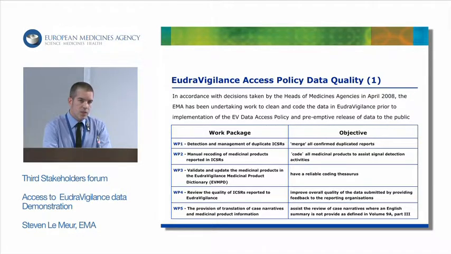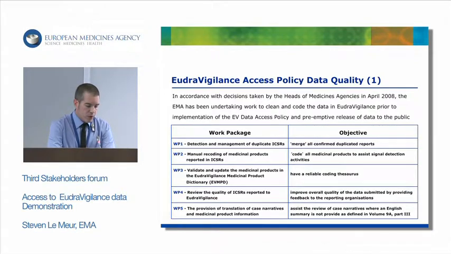The first work package concerns the detection and management of duplicate safety messages in EudraVigilance. The objective is to identify those duplicates and to merge them, so we avoid duplicates. The second work package is about manual recording of medicinal products reported in the safety report. The objective is to code all the medicinal products to assist signal detection activities. The third work package is the validation and update of the medicinal product dictionary that is used in EudraVigilance. The objective is to have a reliable coding thesaurus.